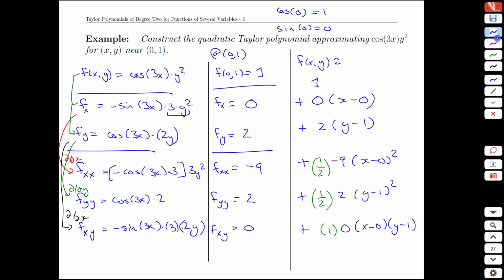And if we take all that and tidy it up, we could easily summarize that as 1 plus 2 times (y minus 1) minus 9 halves x minus 0, well that's just x squared, and then the half and the 2 here cancel, plus (y minus 1) squared. With that form, we can clearly see the quadratic structure of this polynomial, but we see that it's a mix of x's and y's, and that it would have the same curvature and slopes as the original function, this one here, at the point (0, 1).